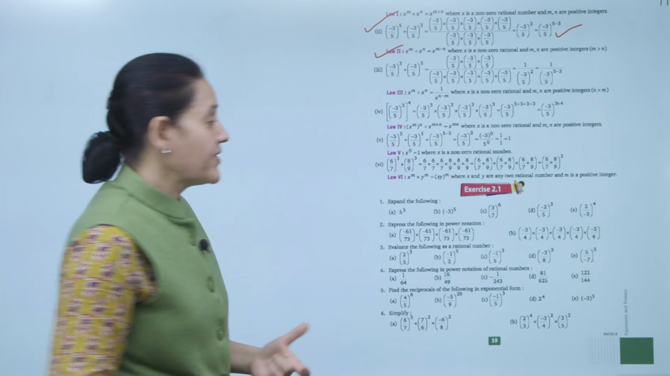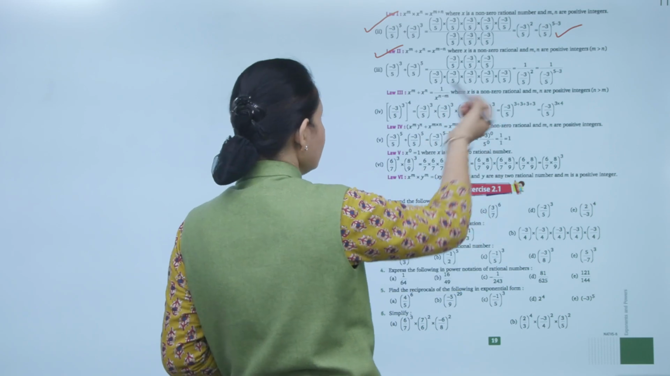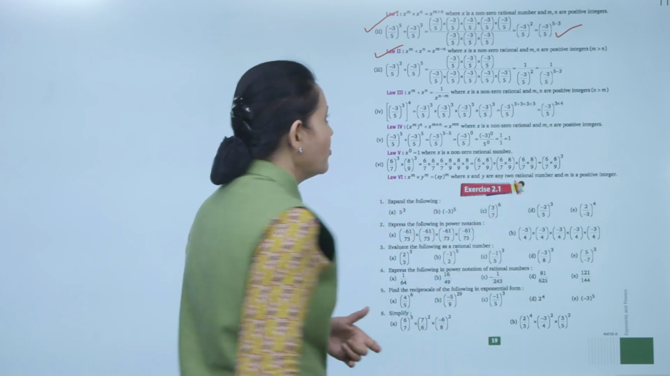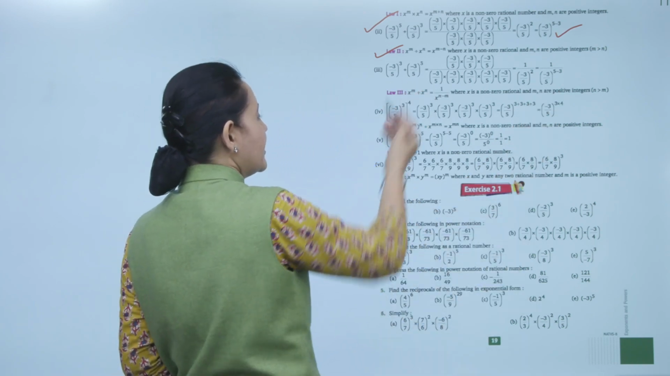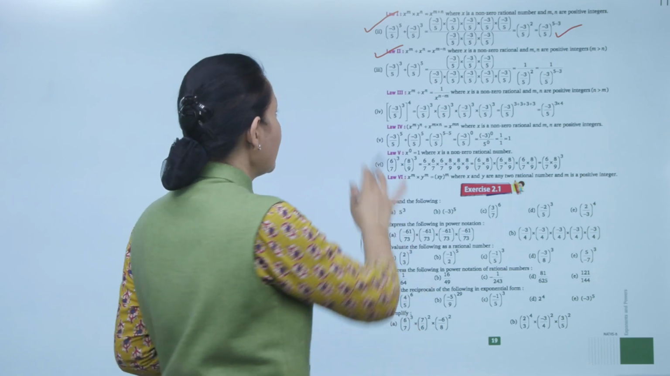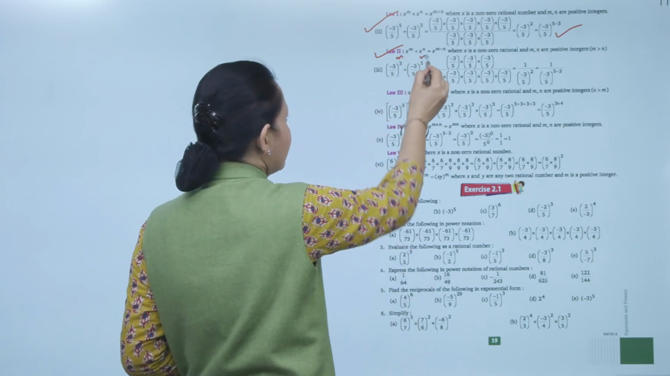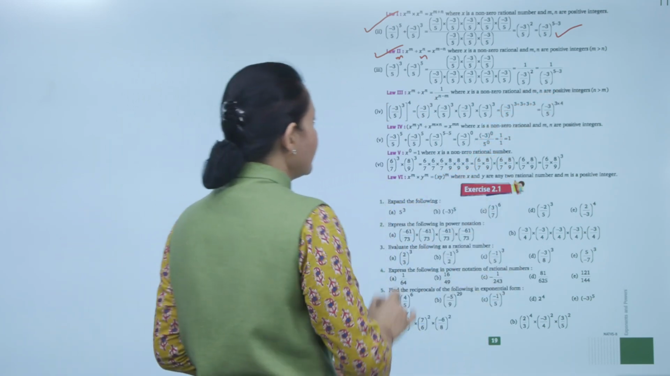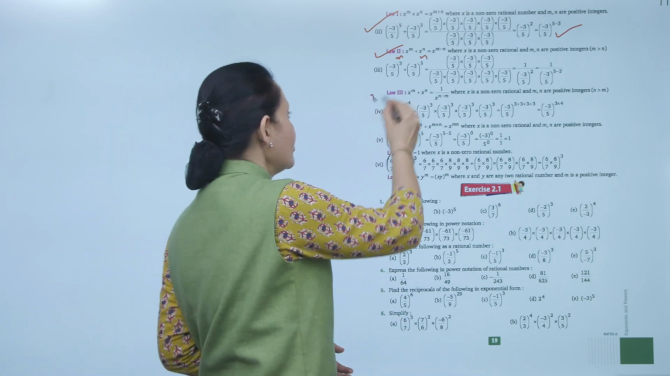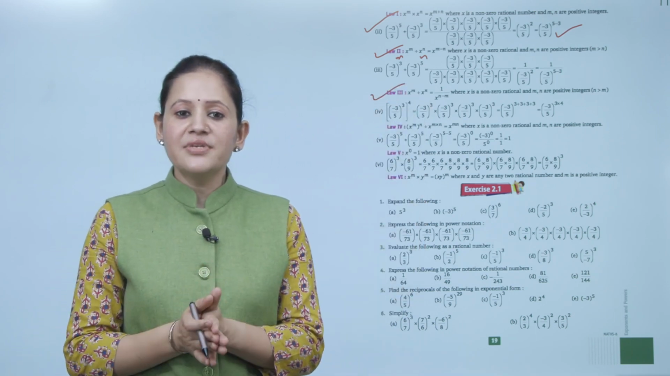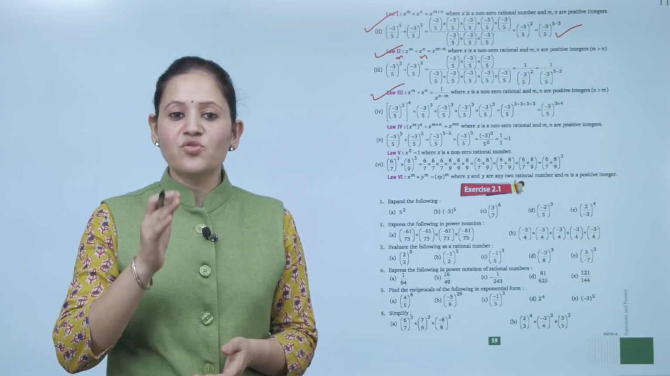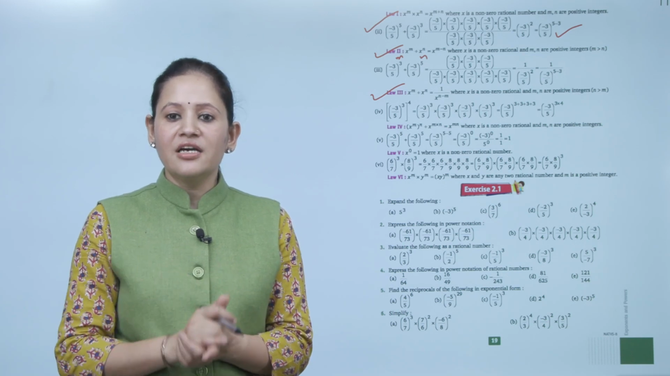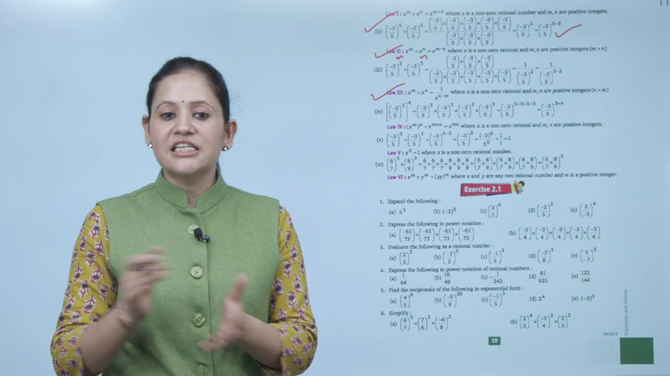Here, (minus 3 upon 5) to the power 3 divided by (minus 3 upon 5) to the power 5. So we will write it like this, and this becomes 1 upon (minus 3 upon 5) to the power 2. Here the power in the denominator is greater, so we'll take it down. Because if this is m and this is n, here n is greater than m, so we will take it down as 5 minus 3. So according to that, law 3: x to the power m divided by x to the power n is equal to 1 upon x to the power n minus m, where x is a non-zero rational number and m and n are positive integers and n is greater than m.